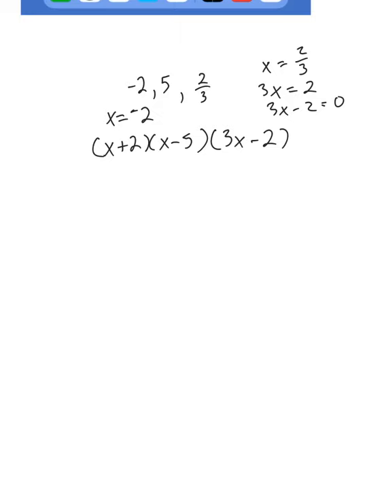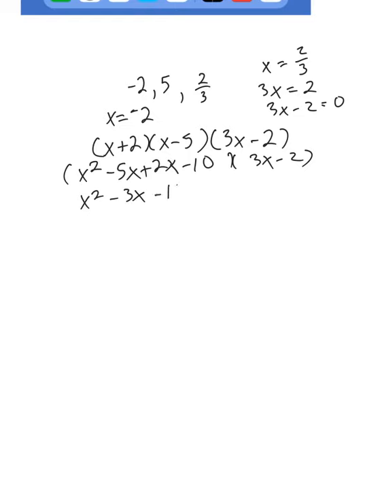So now all you have to do from here is pretty much FOIL one at a time. So the first one should be, let's see here, x squared minus 5x plus 2x minus 10, and combine that. I'm just going to bring this down to remind me, factor all that. Then combine: x squared minus 3x minus 10.